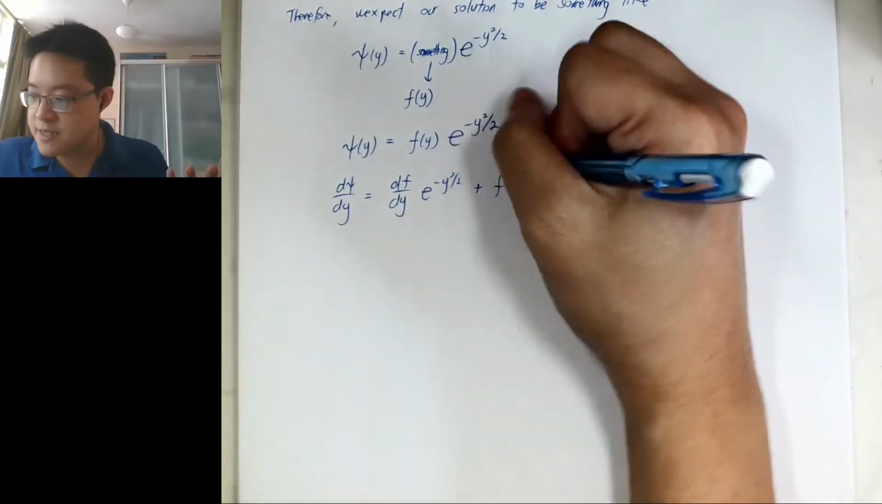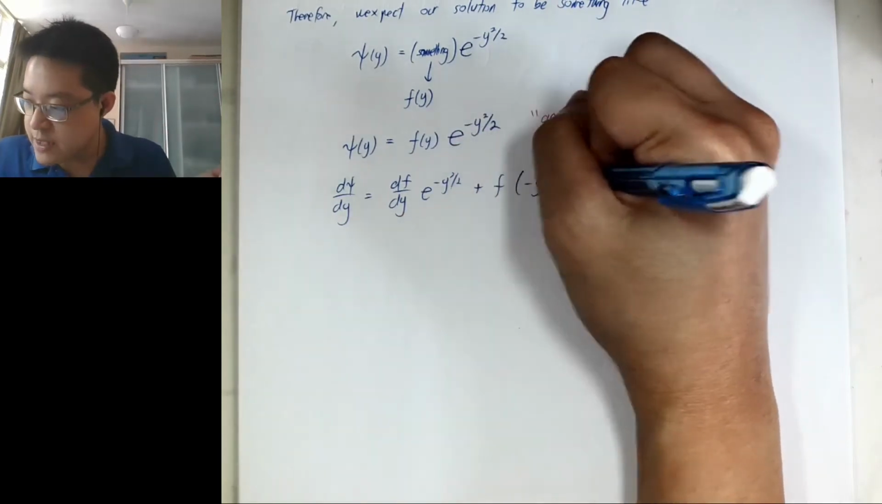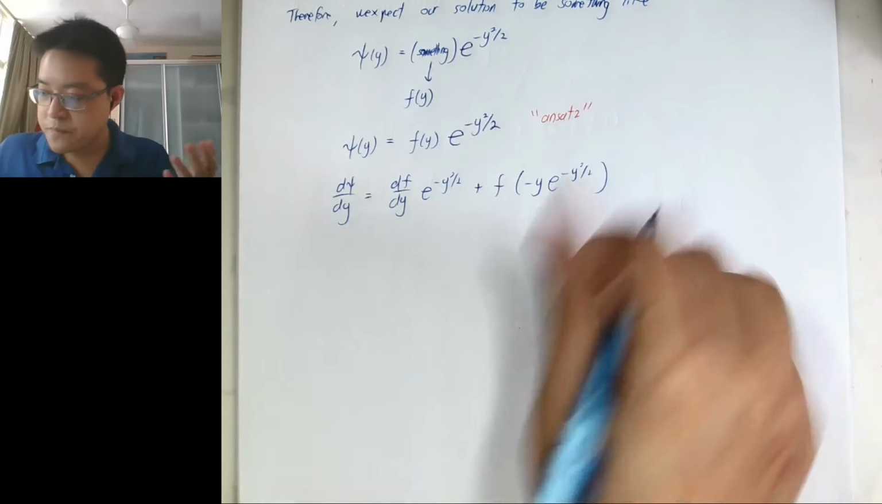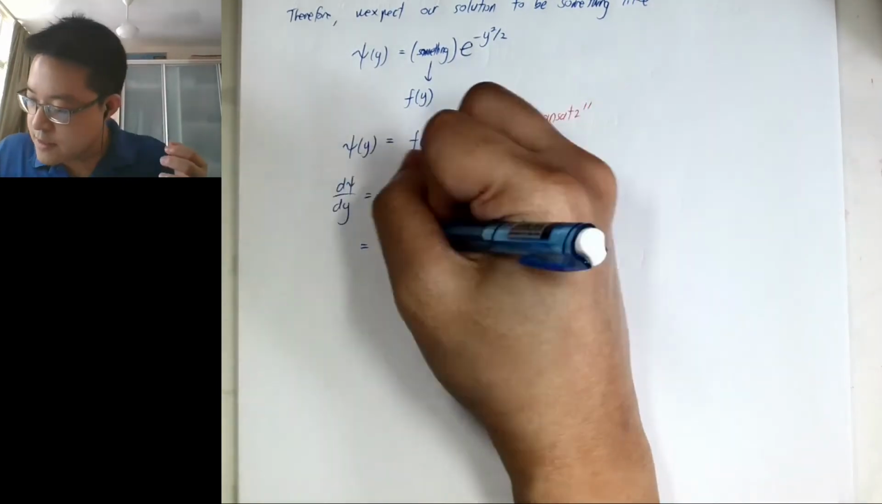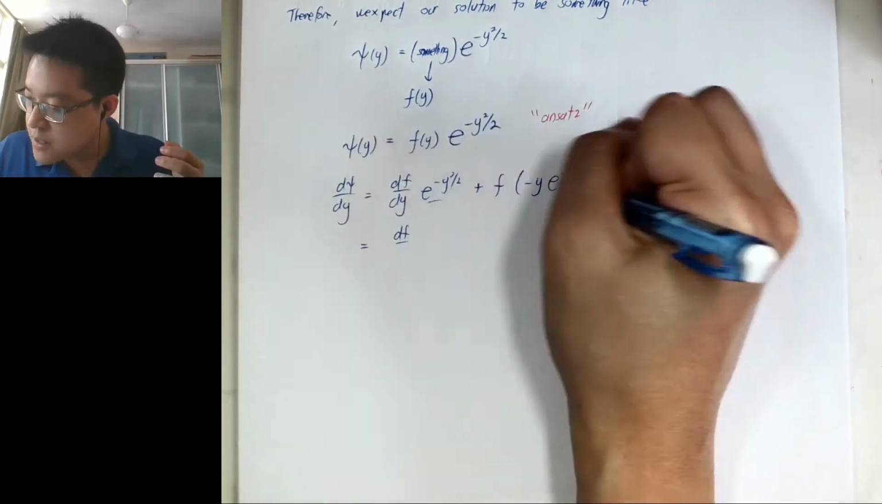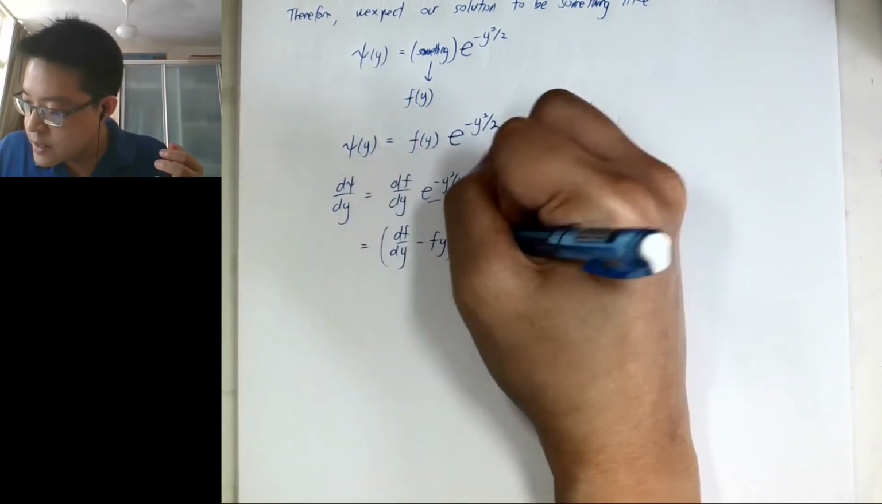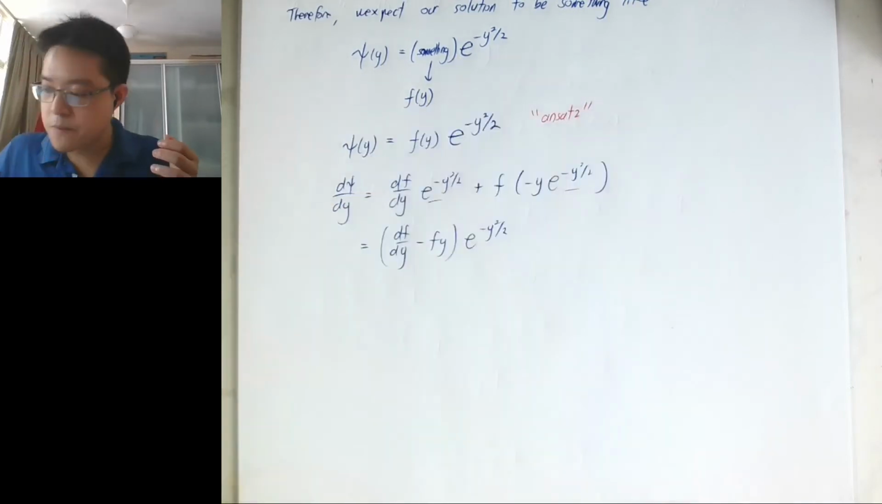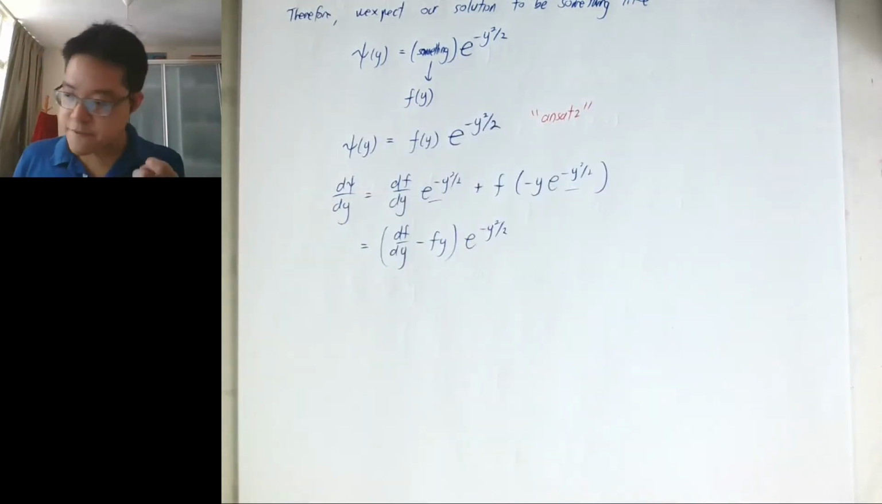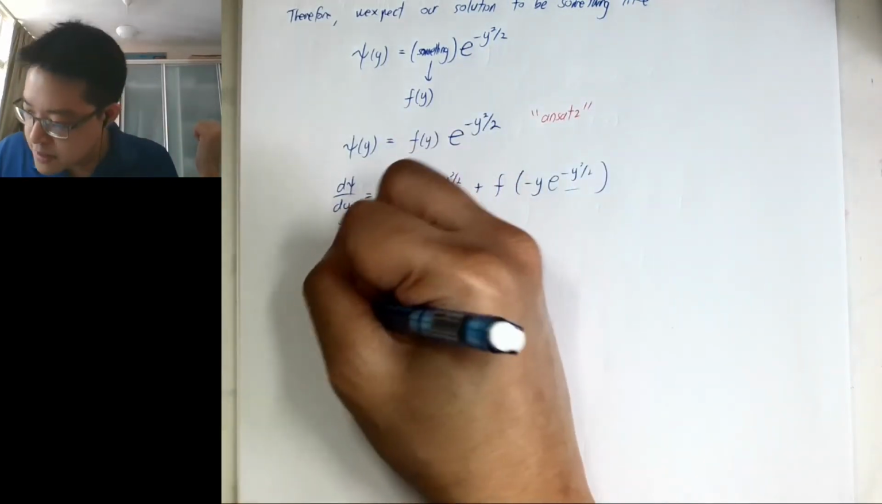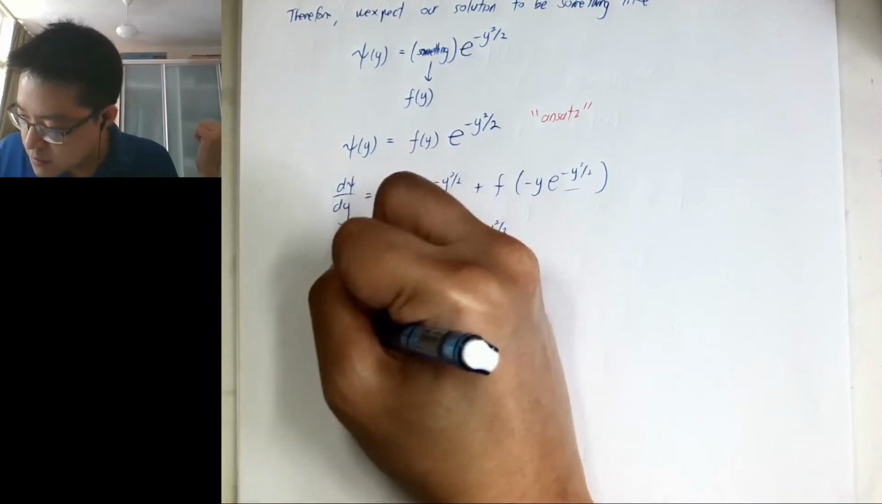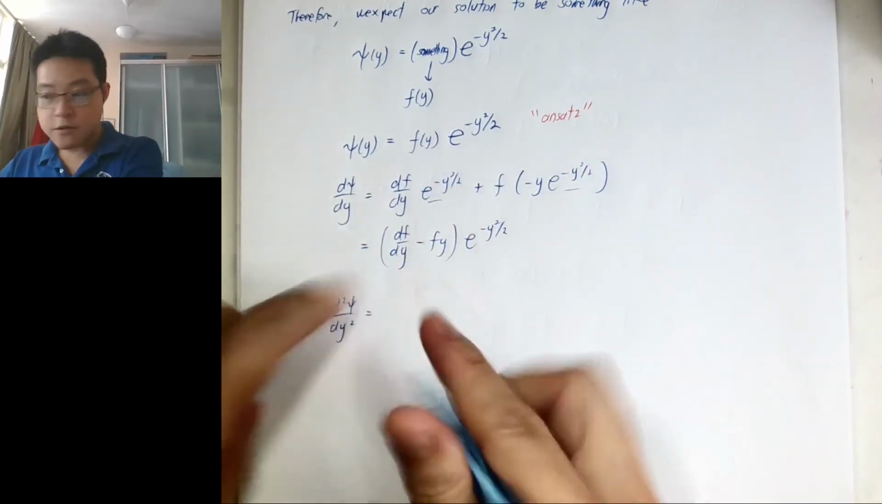When I differentiate this thing as well, it just gives me a negative y e to the y squared over 2. Okay, so simplify this, because both terms have a factor of e to the power y squared over 2, it is just minus f y times e to the power y squared over 2. So this is the first derivative. My ODE is a second derivative, so differentiate this one more time and see what happens. Do the product rule again.